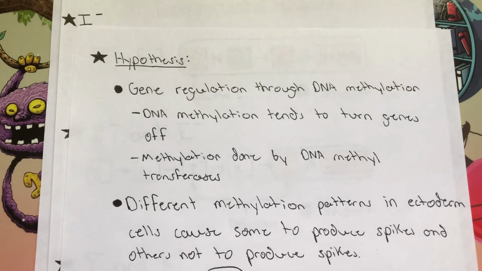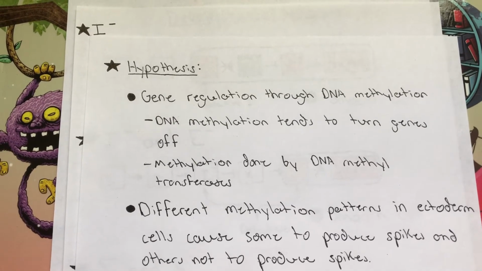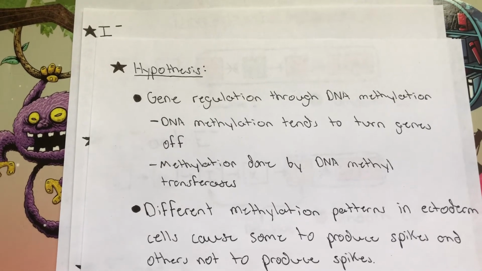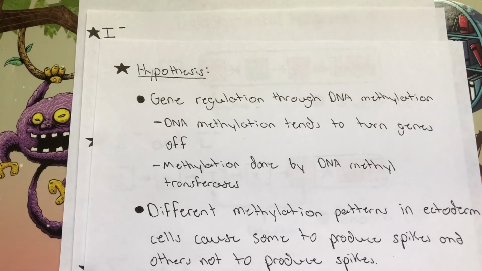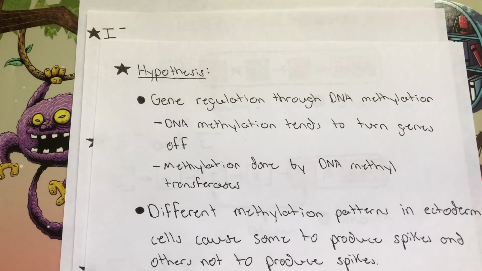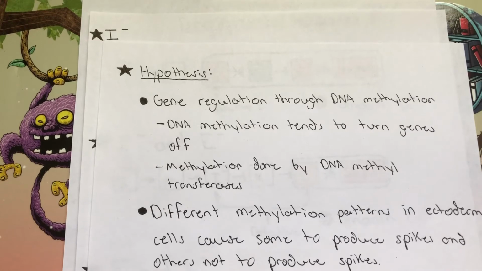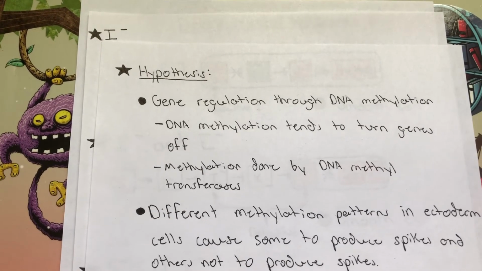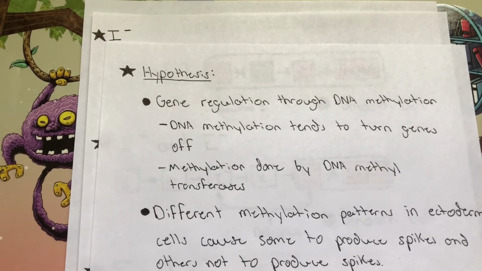While mutations can impact the ability of a spiky ectodermal cell to produce spikes, what accounts for spiny beetles having some ectodermal cells produce spikes and some not? A hypothesis for this is that a gene from the developmental network is being regulated by DNA methylation. DNA methylation is the addition of a methyl group to DNA by a DNA methyltransferase. Addition of a methyl group to a gene tends to turn the gene off. Therefore, different methylation patterns in the ectoderm cells can cause some to produce spikes and some not to.